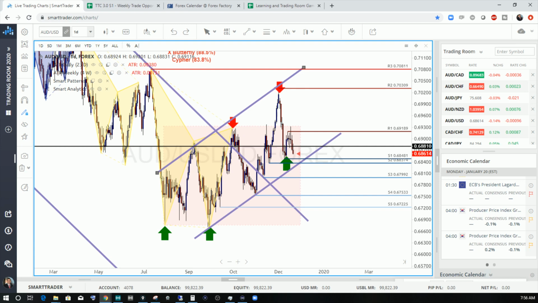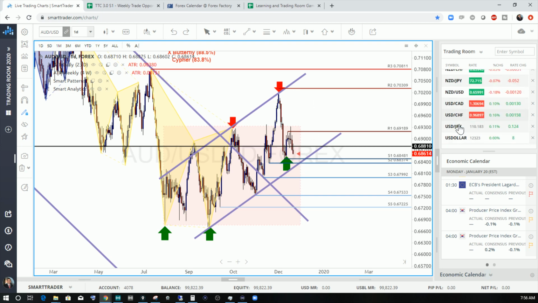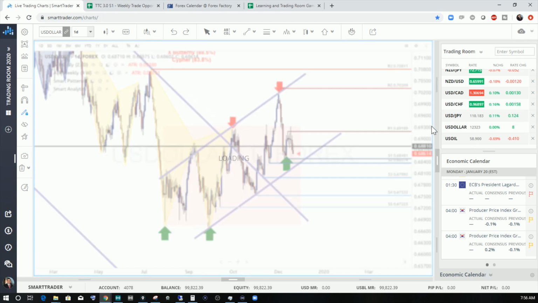All right, thinking bullish. So price could move a little bit lower down here on Aussie US dollar and then turn around and head back up north. Now let's take a look at the dollar index while we're on the dollar cross right here.